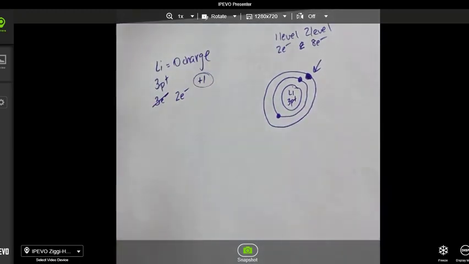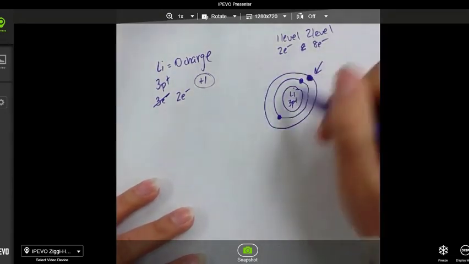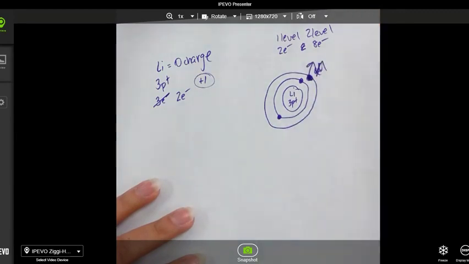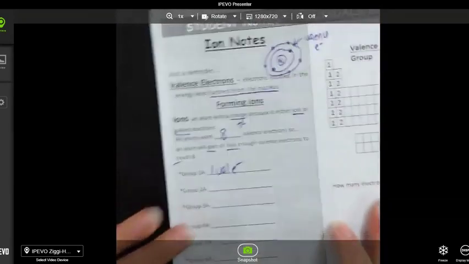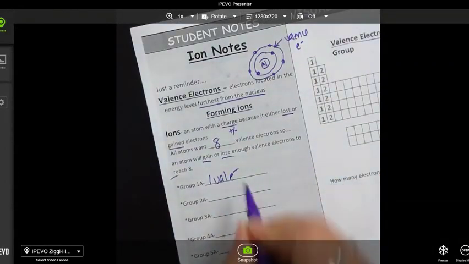Well, think about a tennis ball. If you have 1 tennis ball in your hand, would it be easier to throw 1 tennis ball away? Or would it be easier to catch 7 so that you have a complete outer shell with 8? It's going to be easier to lose 1. So what group 1A is going to do is it's going to lose an electron.